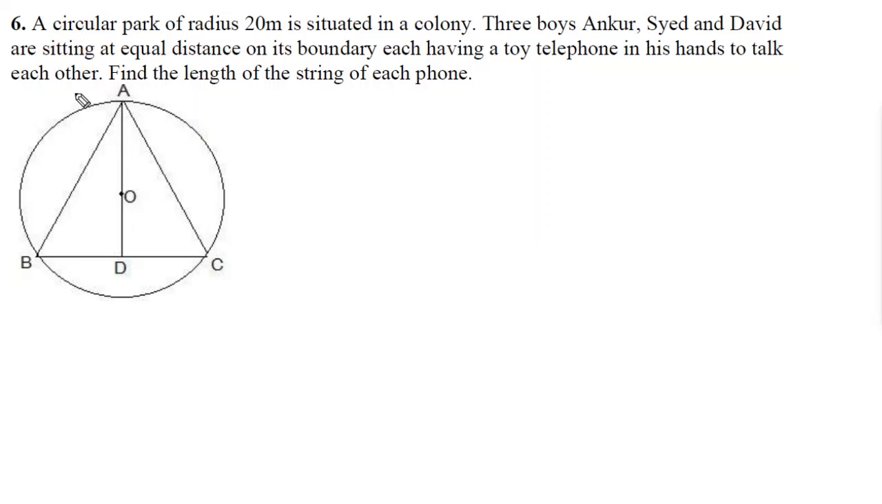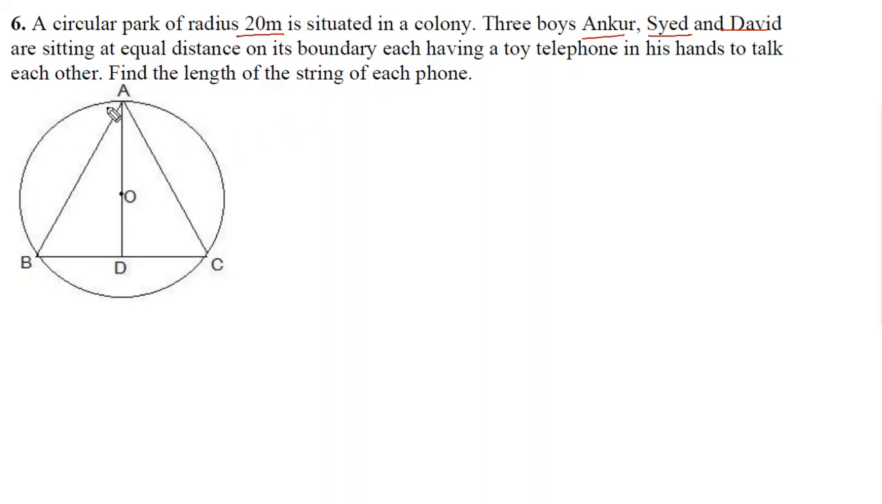So now we are going to discuss question number 6. A circular park of radius 20 meter is situated in a colony. Three boys, Ankur, Syed and David, are sitting at equal distance on its boundary, each having a toy telephone in his hand to talk to each other. Find the length of string of each phone.